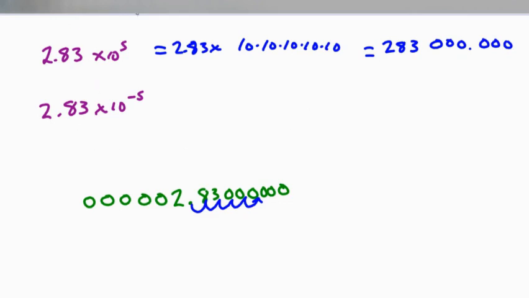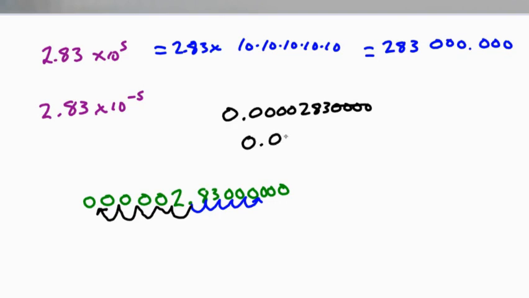The other one here is a -5, so move in the opposite direction. It's going to make a small number. 1, 2, 3, 4. My decimal goes there. So now I have 0, decimal, 4 zeros. I'll write it like this to start. 283. Once again, I can put these extra zeros in here if I want to, but I really don't need them. I'm going to tidy this up, just make it look a little easier to read. 0.000 028 3.